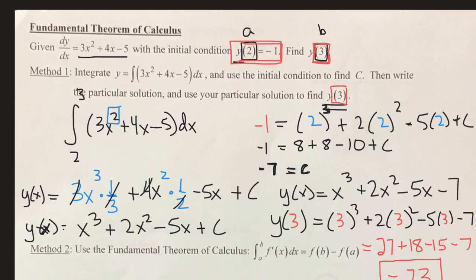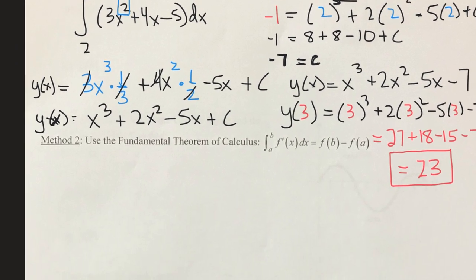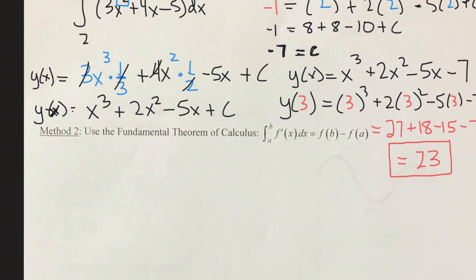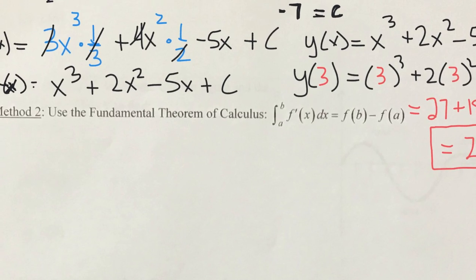Okay, so that was doing it the antiderivative way, which is a perfectly good way to do it, and then using our initial condition to find our equation. This is our equation, and then plugging in 3 to get our answer. So now, let's use the fundamental theorem way, which you're probably going to like more, of course, because that's how we do it in math.